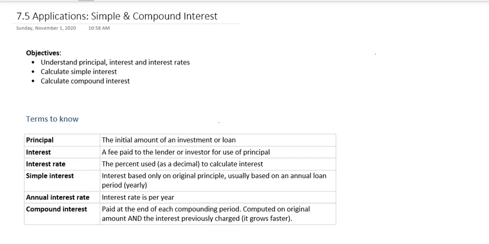I don't want to read all of these to you. So you might want to just pause the video at this point and make sure you understand what each of these things are, because I'm going to be referring to them a lot throughout this video.